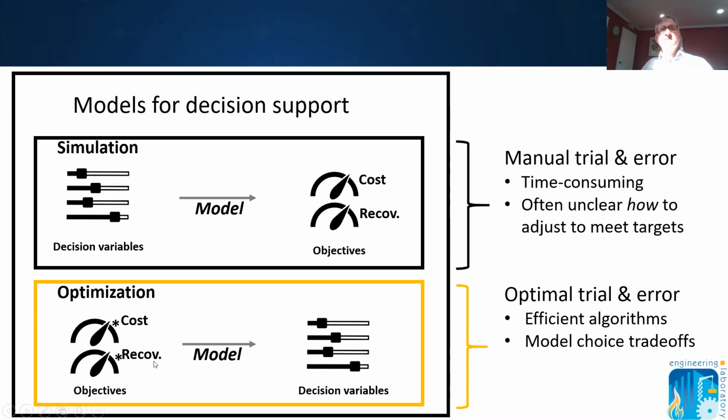So we have optimization models, which I know many of you are familiar with in your program, where you flip it around. The user wants to achieve a certain set of objectives, and wouldn't it be nice to have the model predict what to do? I think of it as optimal trial and error. We have efficient algorithms for that, and it facilitates generation of trade-offs.